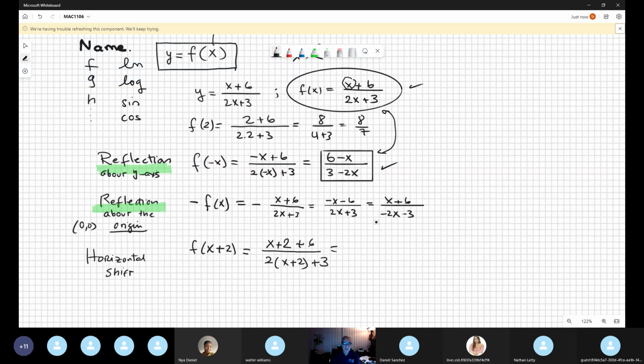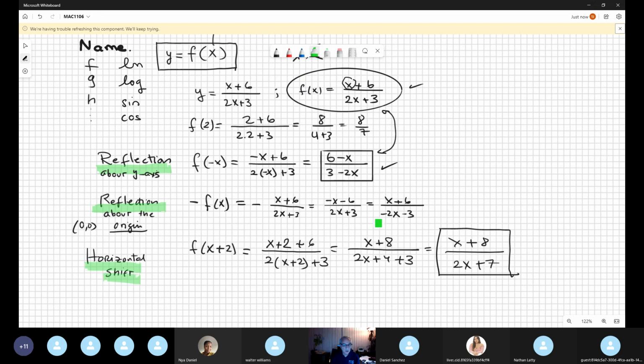Okay. Leave it like that? No, of course not. This is ugly. I try to do my best here. This is x plus 8. We combine 2 plus 6, and you distribute here: 2 times 2 is 4, 2 times x is 2x, plus 3. One more time we combine like terms: x plus 8 over 2x plus 7. And this is my new expression, the transformation. What kind? Horizontal shift, 2 units, in this case to the left.